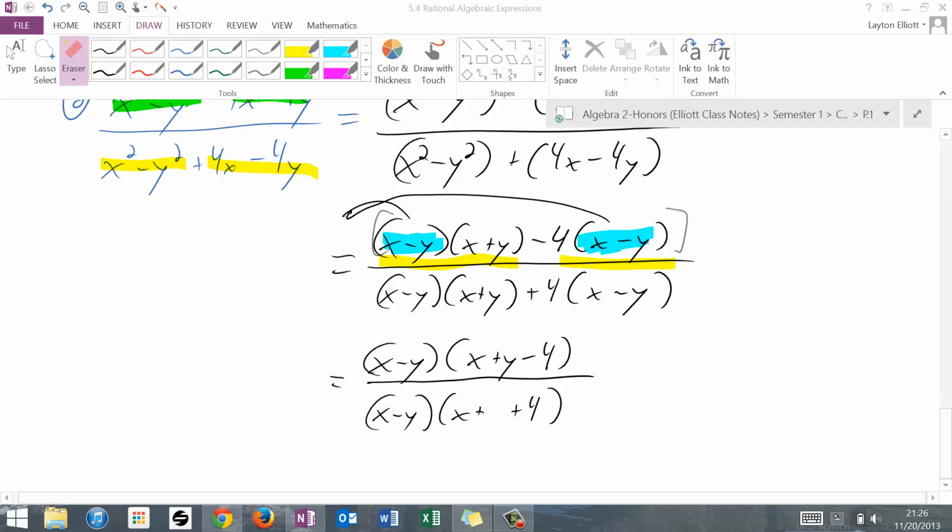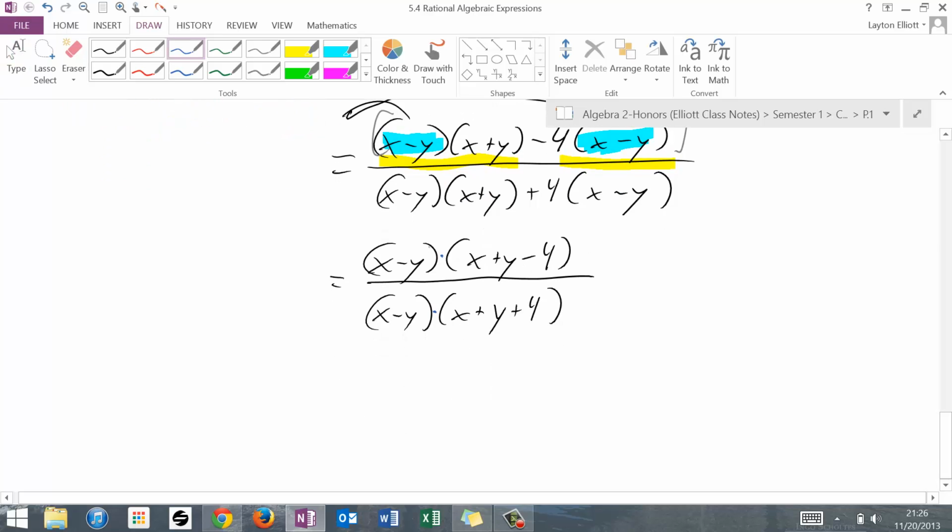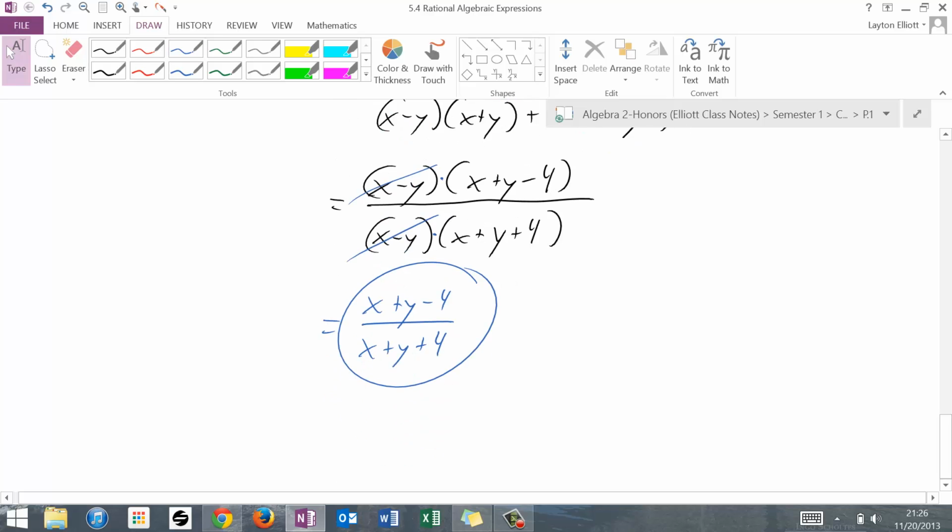How do I know that is factored? This is critically important. I know it's factored because I have invisible little dots in between there. No pluses and minuses, multiplies. And now, and only now, can I cancel these two common factors to get a simplified version of x plus y minus 4 over x plus y plus 4. And that is my final, assuming, of course, the denominator cannot be equal to 0.